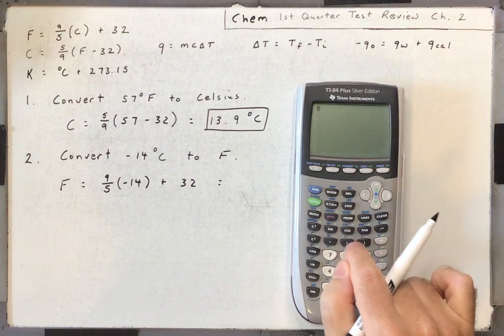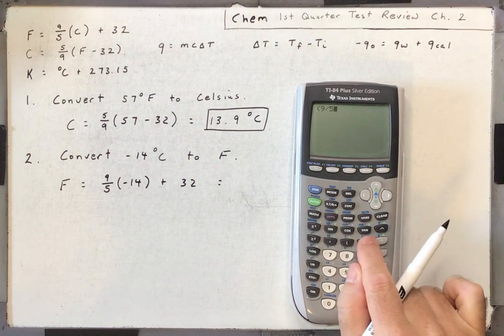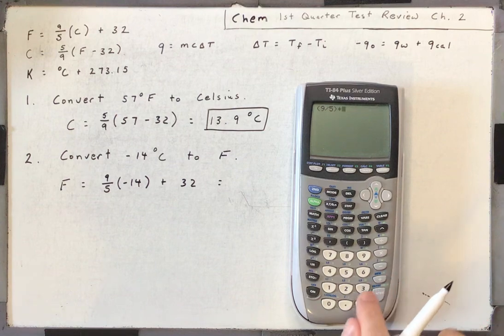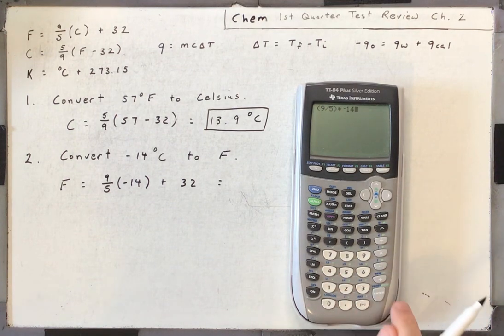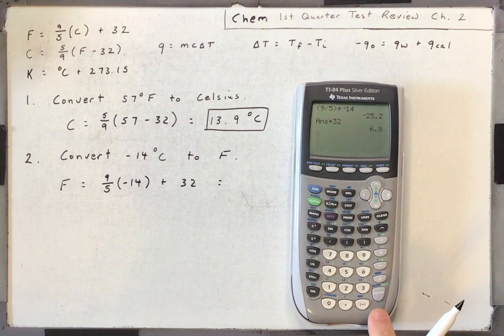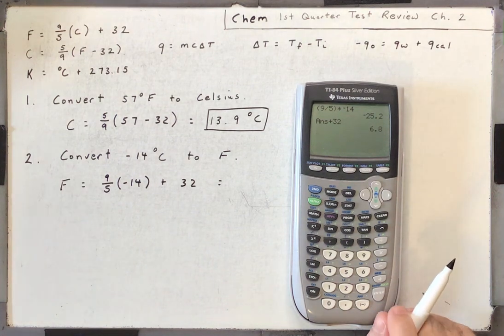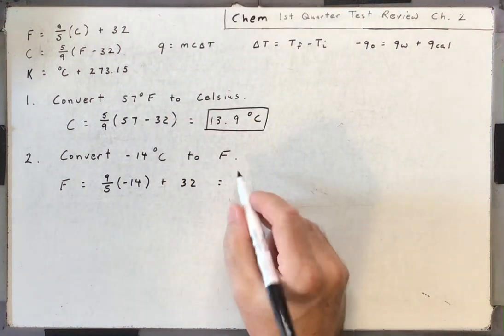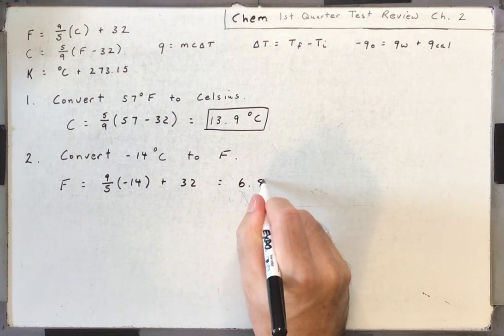Okay, so I'm going to put 9 divided by 5 in parentheses times, and you don't really need to put the negative 14 in parentheses. If you want, you can go ahead and hit enter now, and you'll have a number. And then just hit plus 32, and then hit enter, and that is 6.8 degrees Fahrenheit. So that's a cold day.